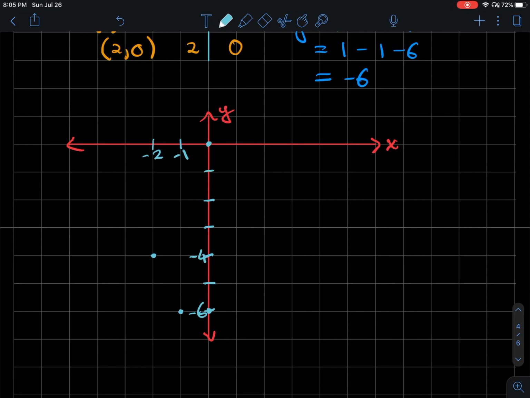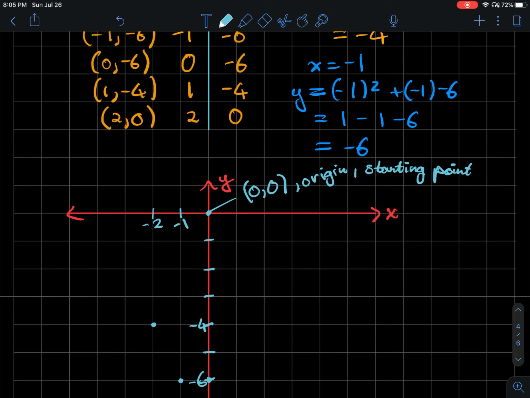Once again, I'm just going to remind you that whenever we're graphing a point, we always start from this place. This is the point 0, 0, or you could call it the origin, or just the starting point whenever you're graphing anything. All right, let's keep going.